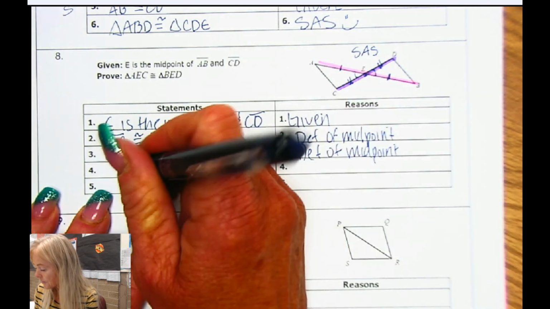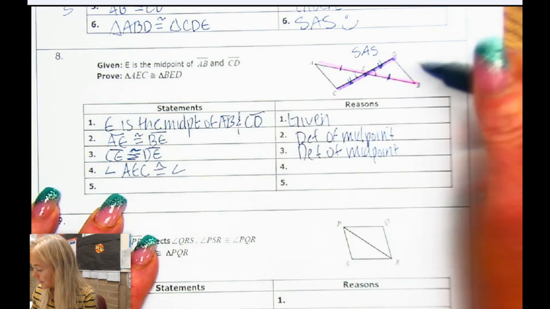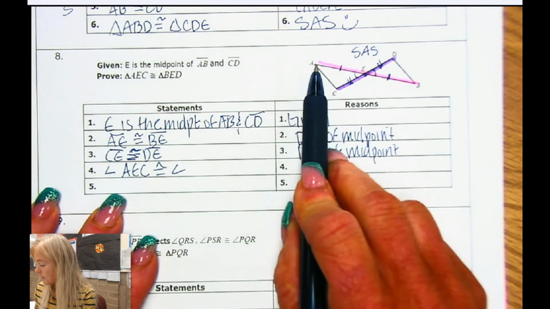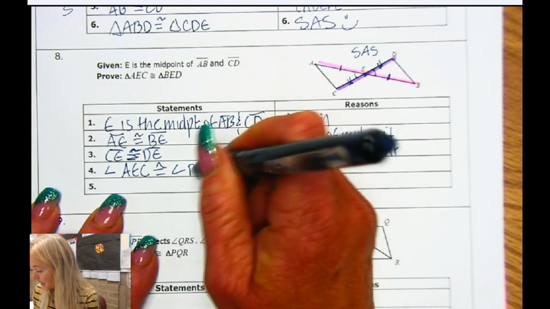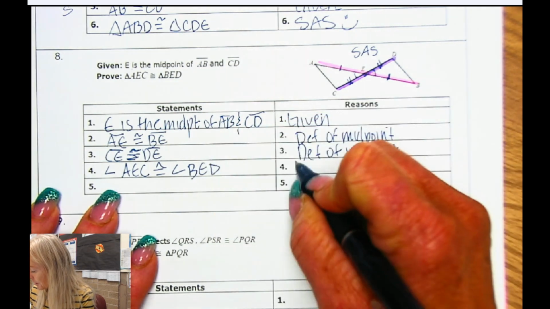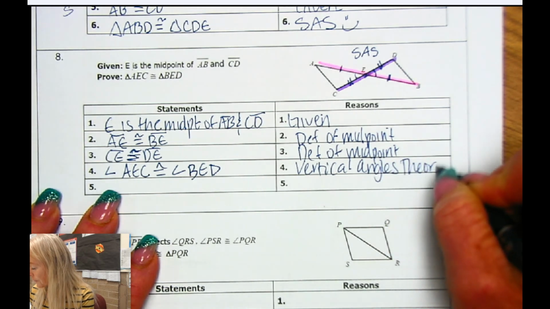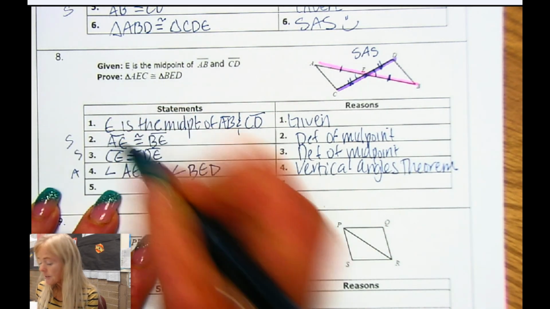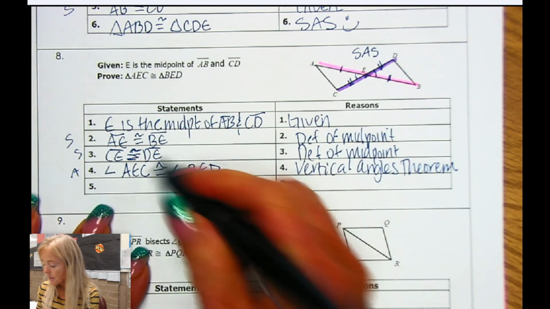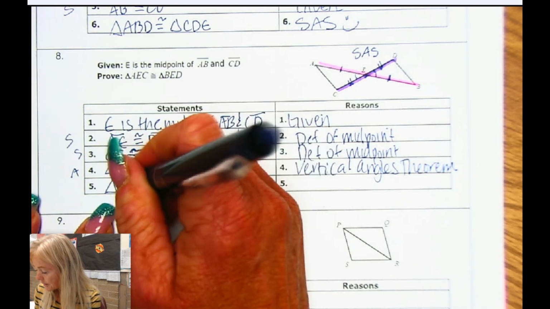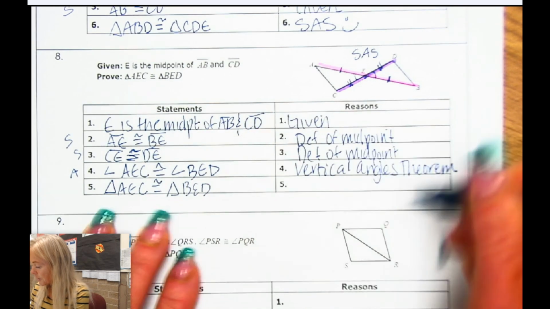Now we just need the vertical angles. So angle AEC will be congruent to angle BED. Now I started here on the end of the single dash, so I need to start here on the end of the single dash, BED. All right, and that's going to be because of the vertical angles theorem. And I have a side, an angle, and a side that I've stated specifically in my proof that they are congruent to each other. So now I can state that triangle AEC is congruent to triangle BED by side, angle, side.